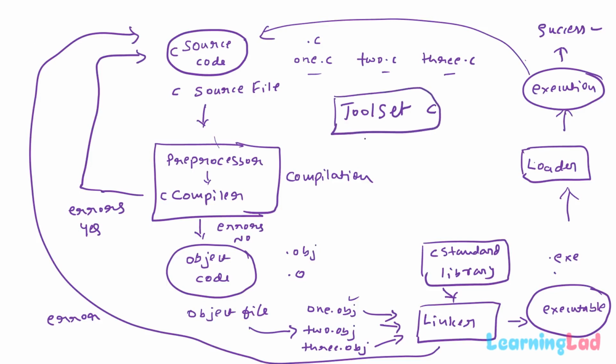There are many toolsets available. For example, we have the GCC toolset, and we have Turbo C, and also we have the Microsoft specific Visual C++. All these toolsets are available. They provide all these programs, so you just need to install the toolset and then you will get all these programs. Then you can build and execute your program.